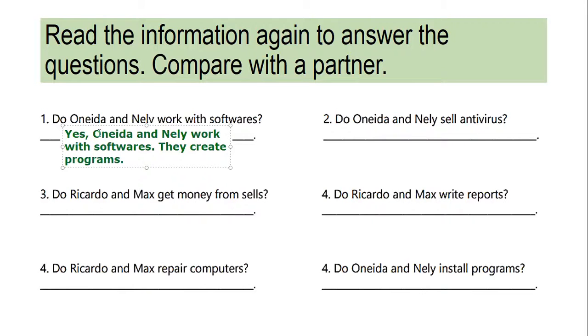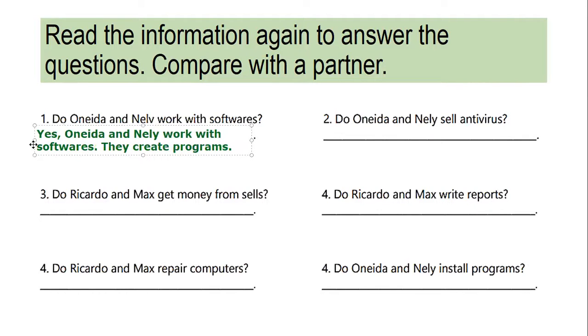They create programs, for example. Okay, they create programs. Entonces, esta vez lo que vamos a hacer es dar respuestas completas. Ya, nosotros ya sabemos cómo hacer respuestas cortas. Yes, I do, no, I do. Eso ya, pan comido. A piece of cake, right? But now we need to provide complete answers, okay? La primera parte de sus respuestas, ya sea positiva o negativa, va a contener la información de la pregunta. Fíjense bien. Yes, Oneida y Nelly work with softwares. Es lo que está en la pregunta. Y luego le agregamos un poco de información de la que acabamos de leer. They create programs. ¿Ok? Entonces vamos a tener dos oraciones por cada una de las respuestas. Is that clear?